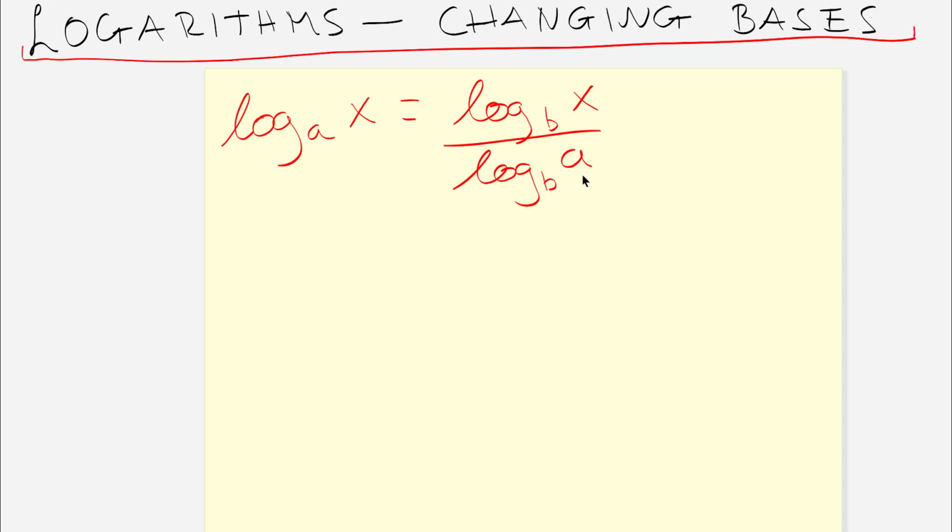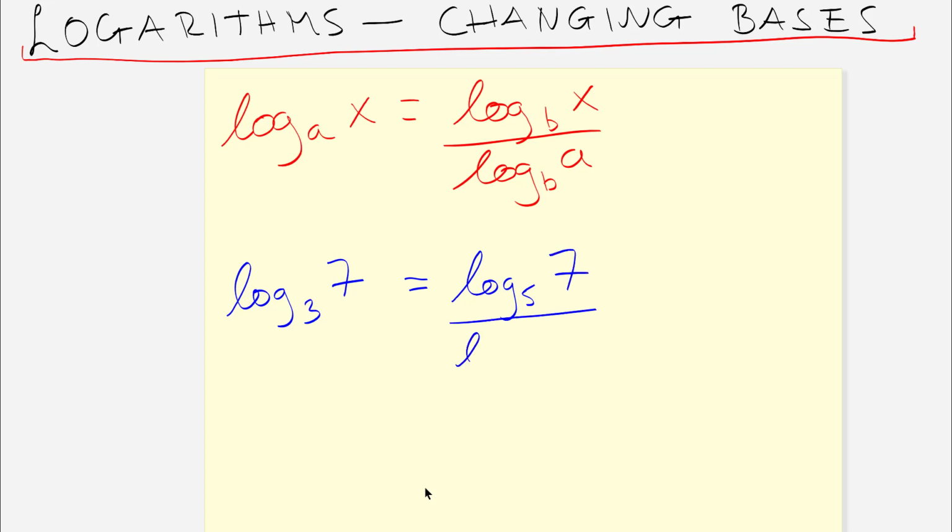So I think this is probably easier explained with a small example. Let's say I had log to the base 3 of 7, and for some reason I didn't like 3 as a base. I prefer 5 as a base. So I want to change this and introduce base 5. Following this rule, I'll get log to the new base 5 of 7 on top of log to the new base 5 of 3. The 7 I got from here, and the 3 was the old base.